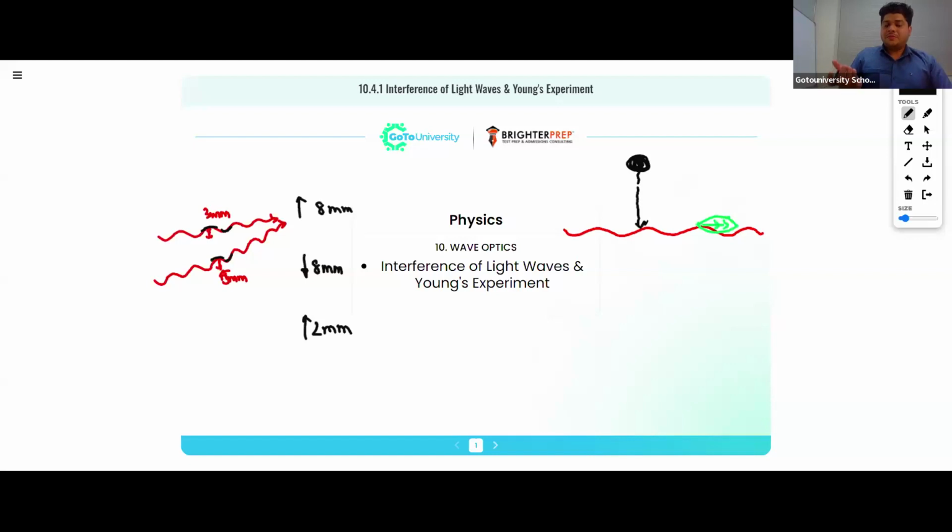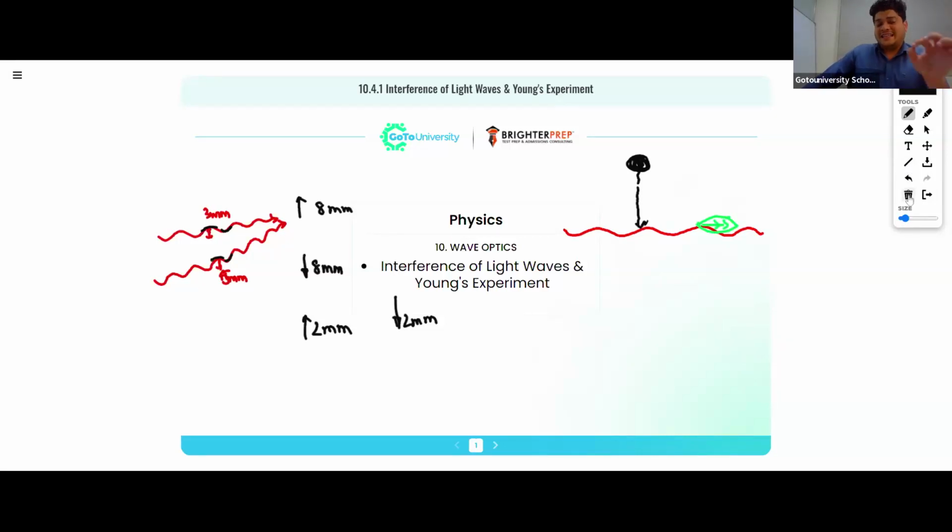And if it is 3 mm this and 5 mm this, what will happen? Sorry, I'll change. The 5 mm will take the leaf down by 5 mm, and the 3 mm will raise the leaf by 3 mm. Then we will get 2 mm down. That means if two waves are reaching simultaneously, the effect of both will be considered together, and that is explained by the principle of superposition.